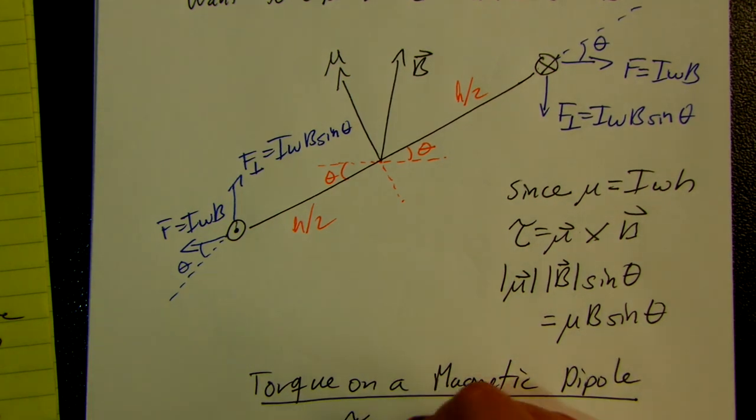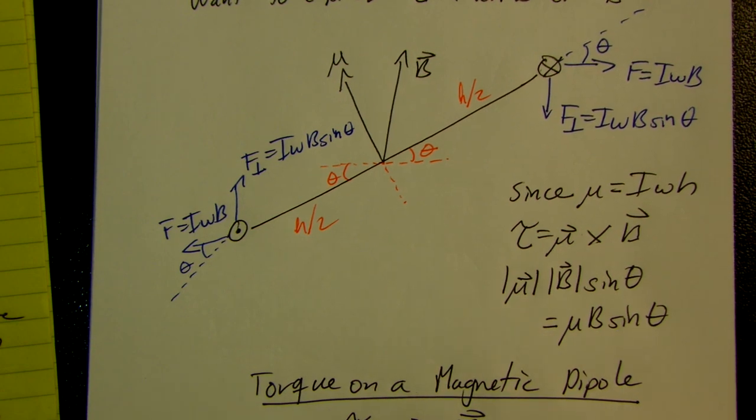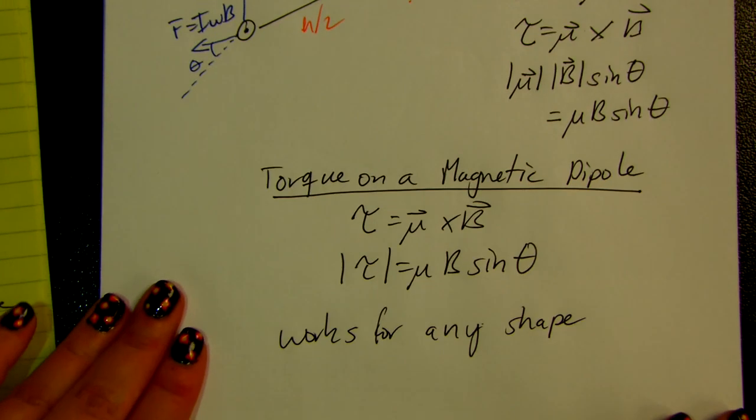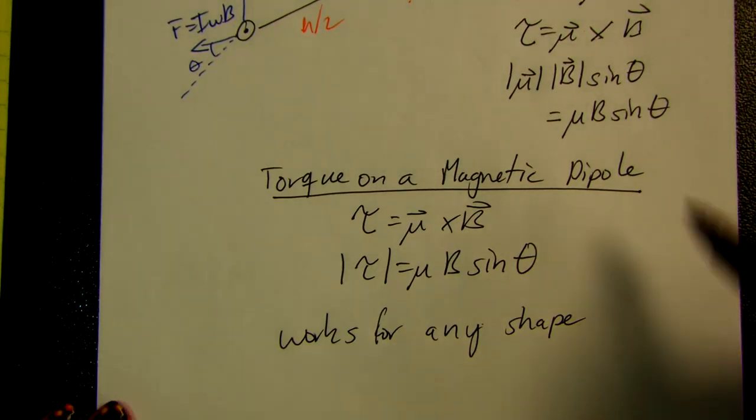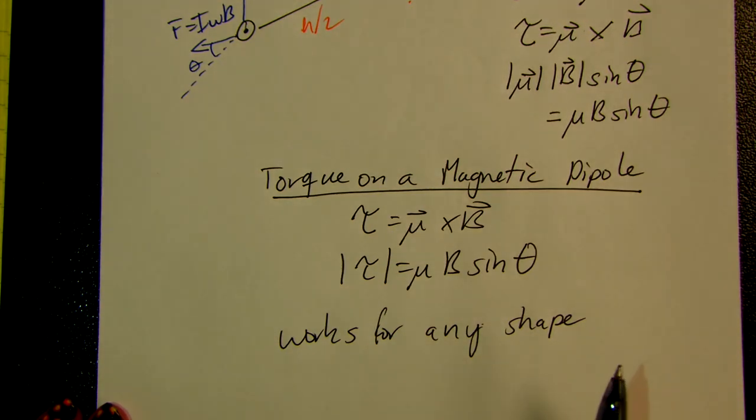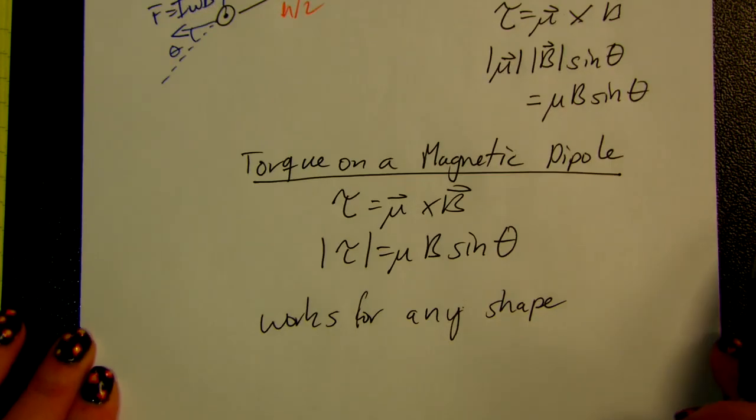So torque is equal to mu cross B, and the magnitude of torque is equal to mu B sine theta. And this works for any shape. Put this where you can see it. And on your own, I want you to think about why this relationship is true. You can go back and use this drawing or do it with equations.